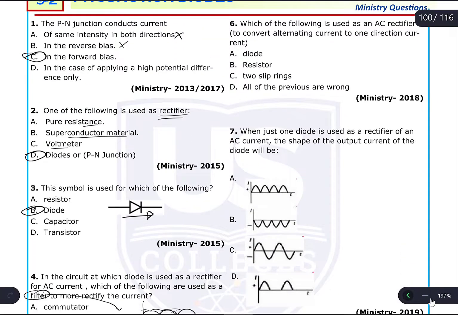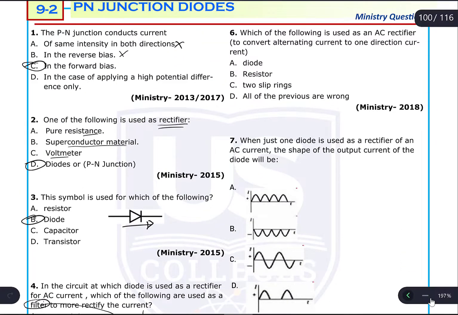Which of the following is used as an AC rectifier to convert alternating current to one direction current? So of course we are using a diode for this. We just explained this. So diodes are converting AC to one directional current.